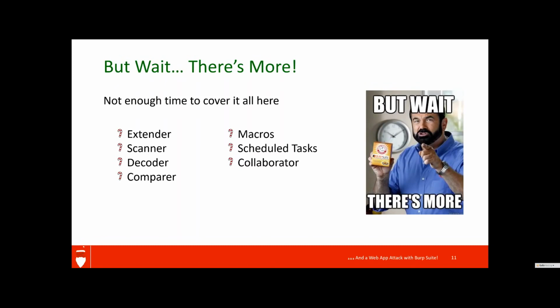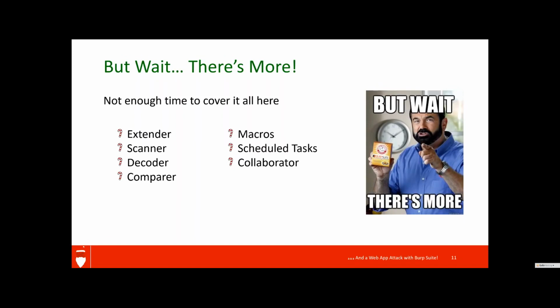Decoder is a way of taking different payloads, something that might look like it's base 64, and trying to determine if you can decode it. Comparer will take different requests and basically do a diff on them and tell you what's different in between them, which is a really useful thing if you're making small changes and the response generates a large amount of traffic. Comparer can do that for you very easily.